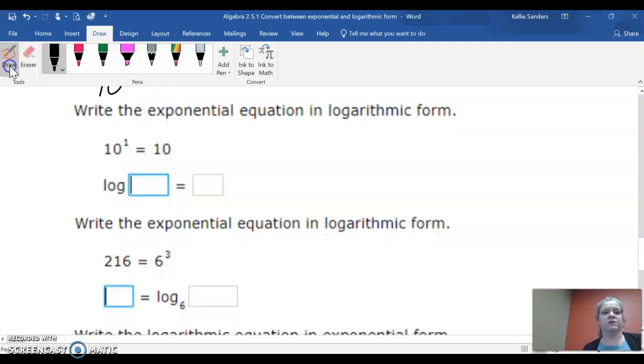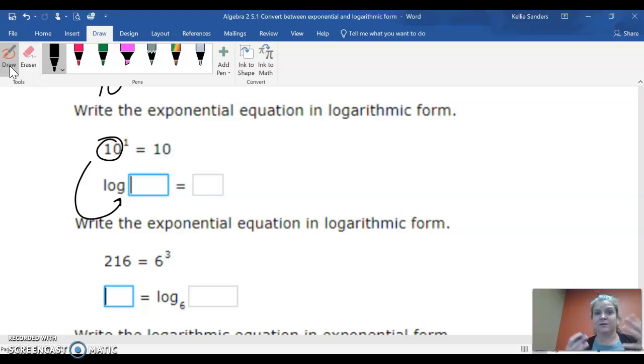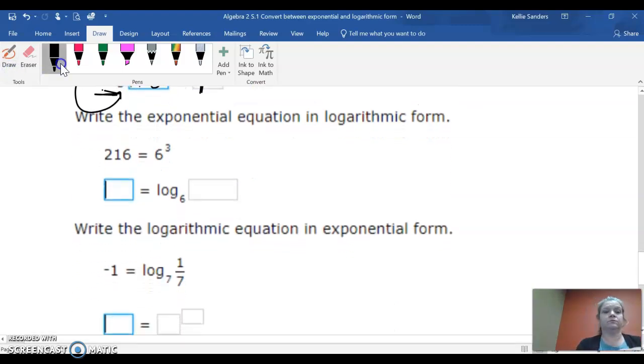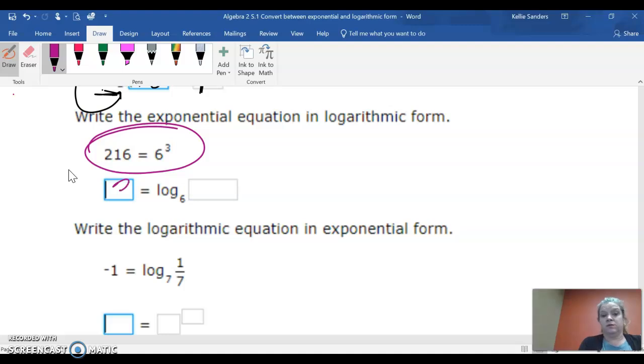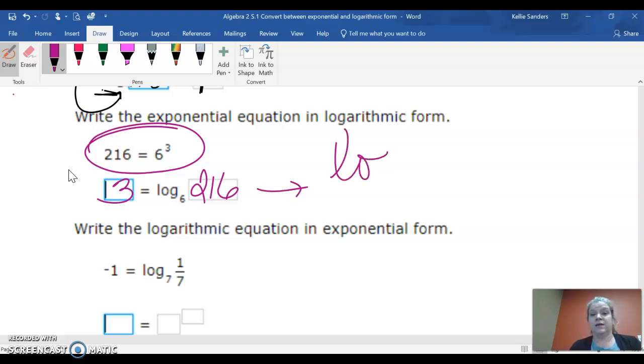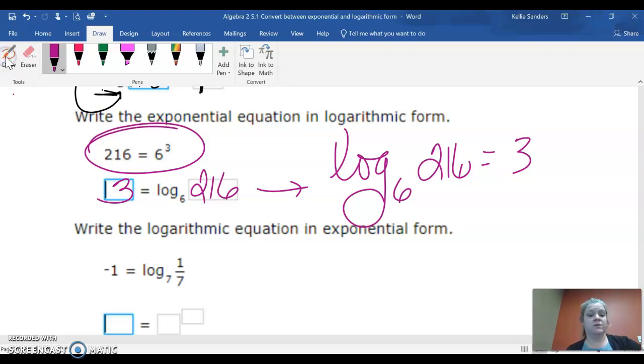All right, now we're going to fill in some more boxes. So this 10 is the 10 that we don't see, but we don't have to see it because it's understood that it's there. And then this 10 is here, and our exponent is 1, so our log is 1 because logarithm is exponent. Yeah, let's change colors. I didn't mean to, but why not? Okay, so which one is our exponent? 3. So 3 is going to be by itself because the log or the exponent is 3. And so by default, then that has to be 216 right there. And this right here is the same as log base 6 of 216 equals 3. It can be switched around and still be the same thing.